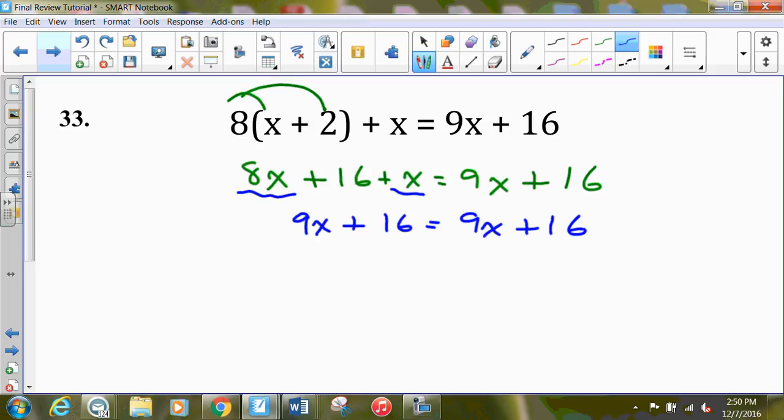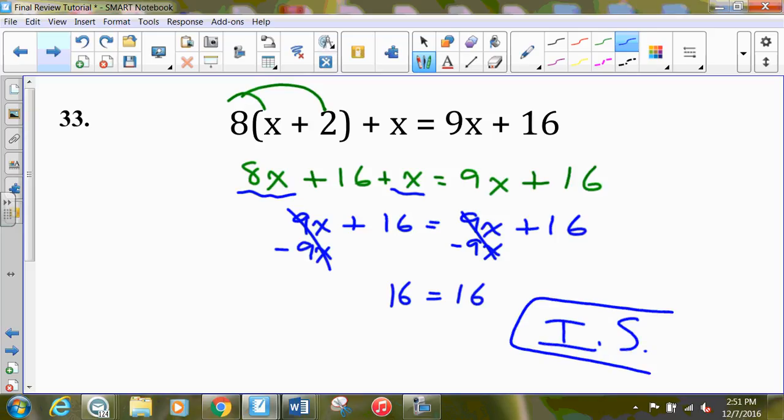My next step, let's see, DC-GAM, gather your x's together. So if I want to move this 9x over to the other side of the equal sign, I have to do the opposite, so I have to subtract. And when I do that, crazy, both the x's cancel out. I end up with 16 equals 16. Is that true? Does 16 equal 16? Yes. So the answer is infinite solutions because 16 does equal 16.